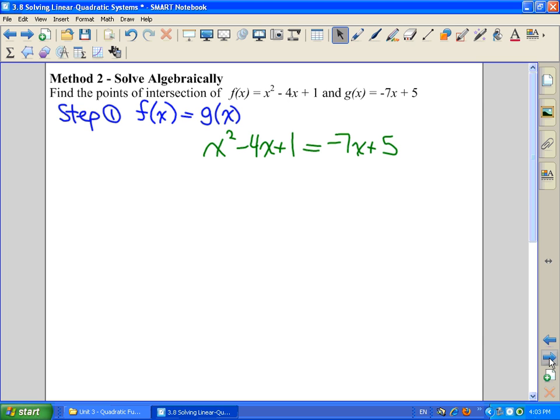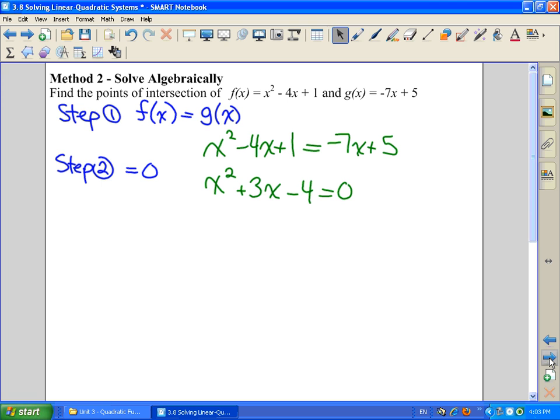Okay. Step 2 is to get one side equal to 0. So we're going to move all our terms to the left. So doing so, we're going to collect like terms. So we're going to have x squared plus 3x when you collect terms, and minus 4 equals 0.